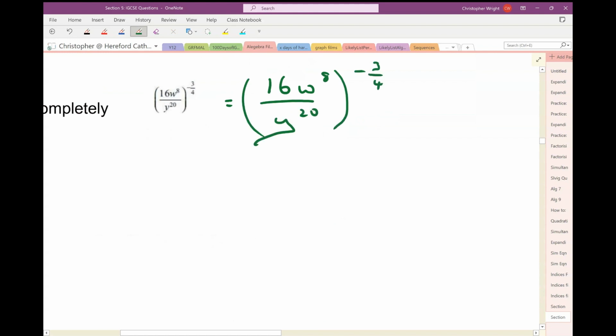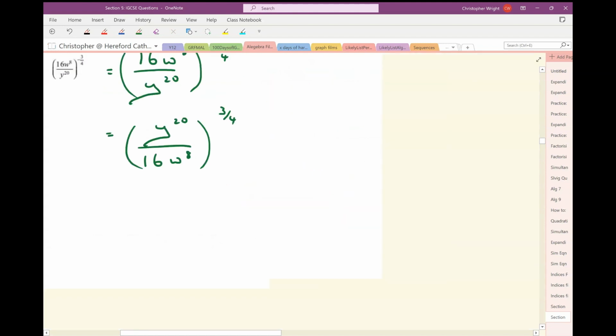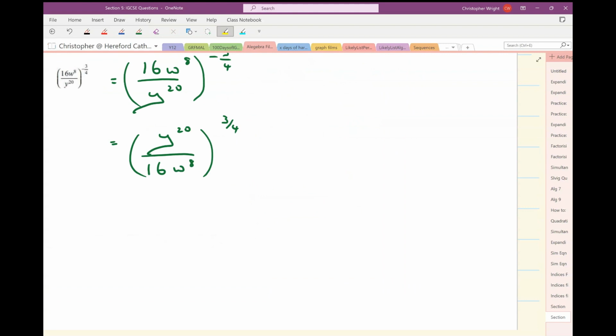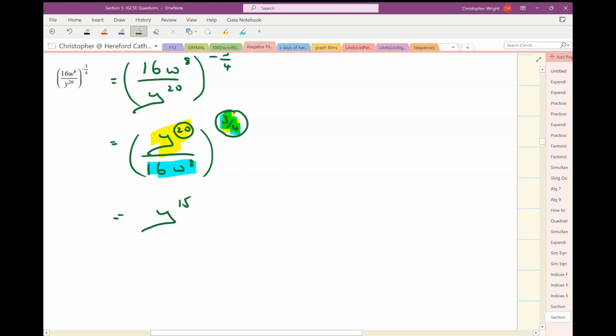Right, the first thing I'm going to do is I'm going to get rid of that negative on the power. So I'm going to use the reciprocal of the fraction. And now that is the power of 3/4. All right, so this is going to be the top to the power of 3/4 over the bottom to the power of 3/4. So the top to the power of 3/4, that's y to the 20 raised to the power of 3/4. So that's going to be y to the 15, and to work that out, all I did was 20 times 3/4, as I'm raising it to the power of 3/4.